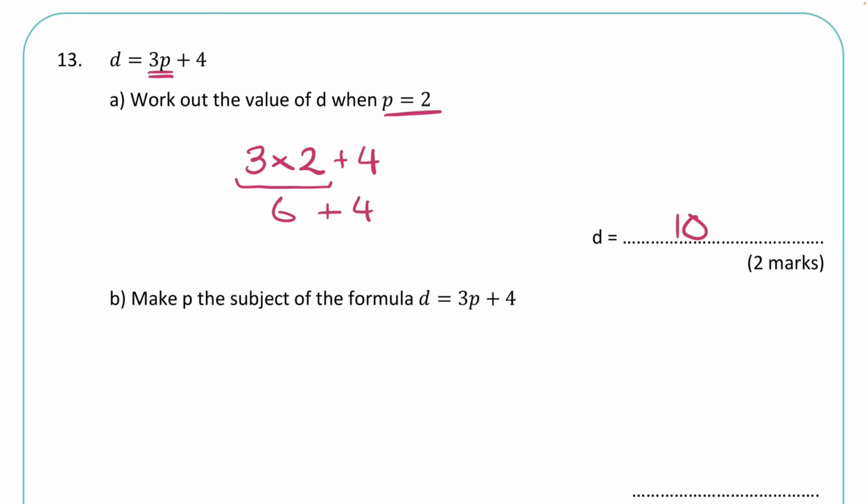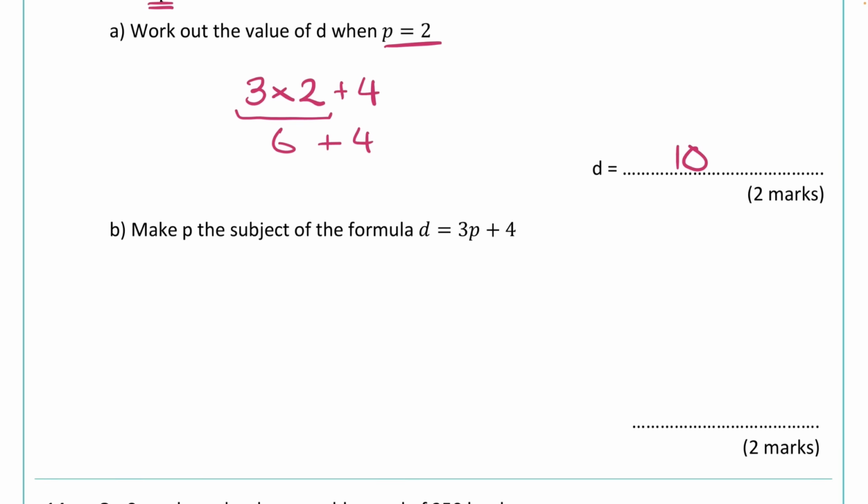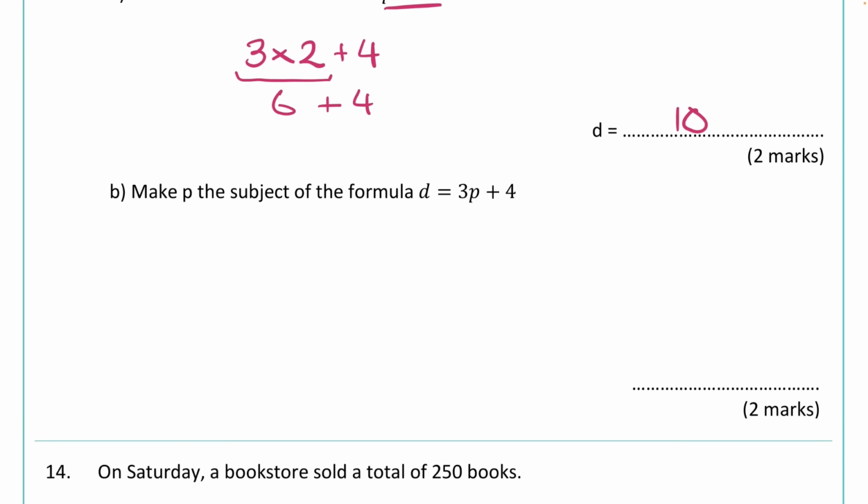For part B, it says make p the subject. We have the same formula there. So for making p the subject, we want it to say p equals or equals p. To make it say that, we have to get rid of this 3 and we have to get rid of this plus 4. So the first thing we'll do is take away the 4 and we get d minus 4 is equal to 3p. We can then divide by 3 and we'll have equals p, which has made it the subject.